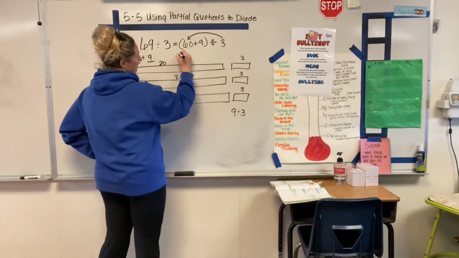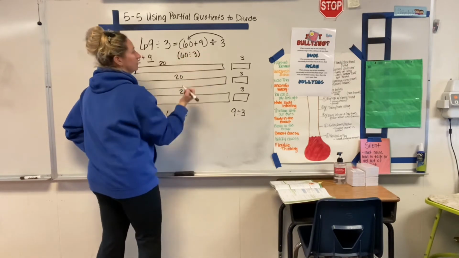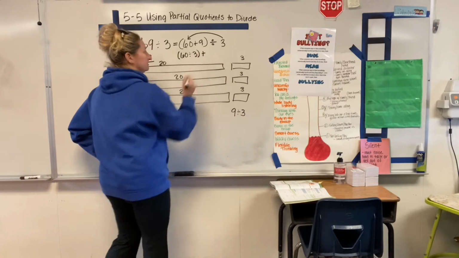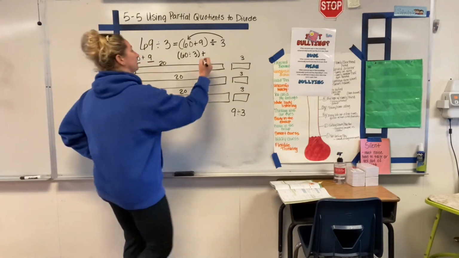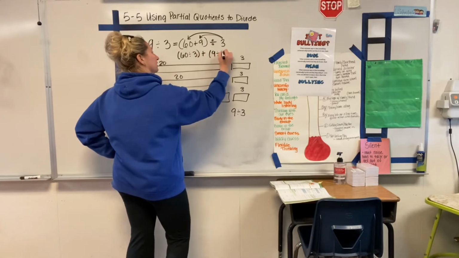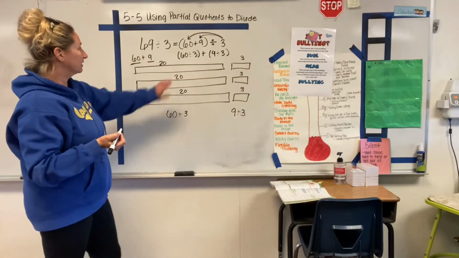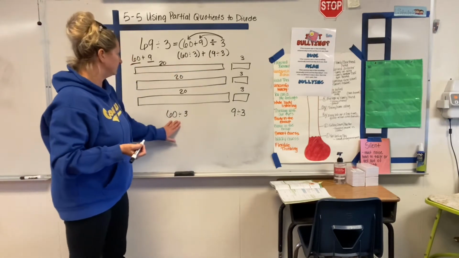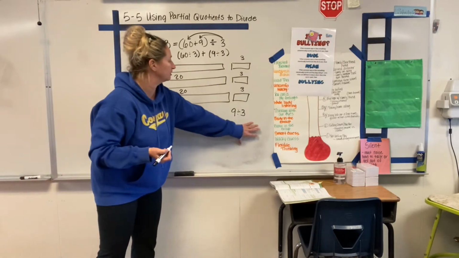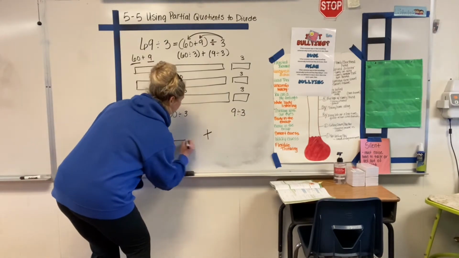So you wind up getting 60 divided by 3, and I put a plus 9 divided by 3. Those are partial products, so we'll get each partial product and then add them together. I'm going to put plus down here, and this, and this.